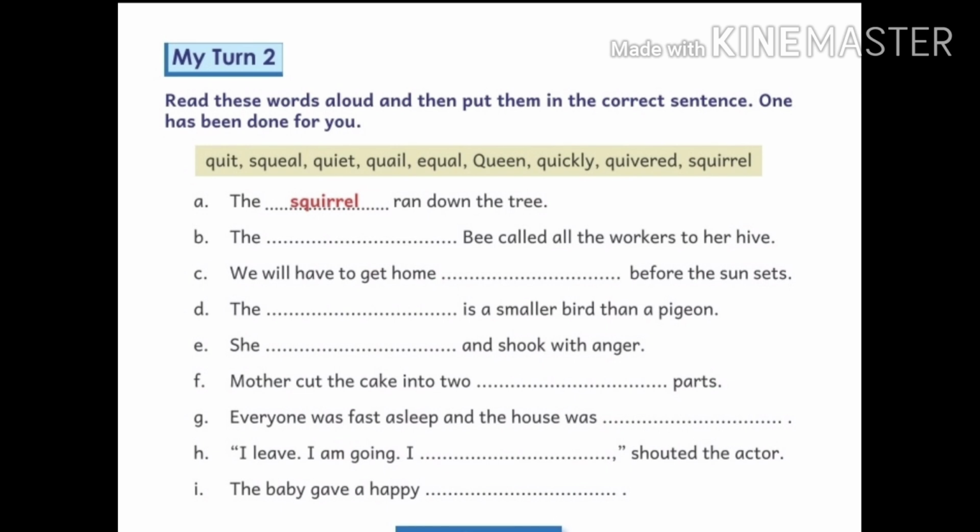The squirrel ran down the tree. Next, the queen bee called all the workers to her hive. Next, we will have to get home quickly before the sun sets. Next, the quail is a smaller bird than a pigeon. Next, she quivered and shook with anger. Mother cut the cake into equal parts. Next, everyone was fast asleep and the house was quiet. Next, I leave, I am going, I quit, shouted the doctor. Next, the baby gave a happy squeal.